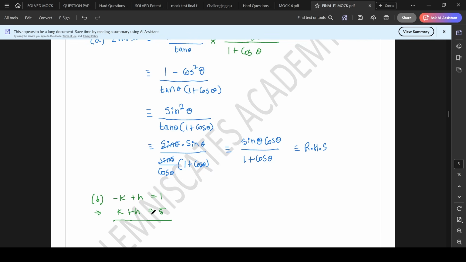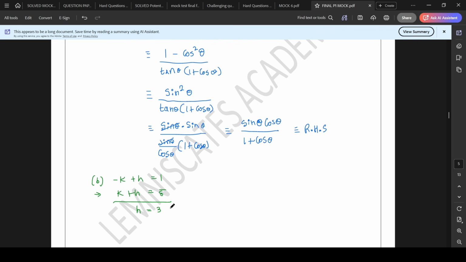Now if I just solve this equation, I'll get 2h is equal to 6. So it means that h will be equal to 3. Right? 2h is equal to 6, so h is equal to 3. Now what can I do? I can substitute h is equal to 3 back into any of these equations to find the value of k. So k is equal to 5 minus 3, which is 2.